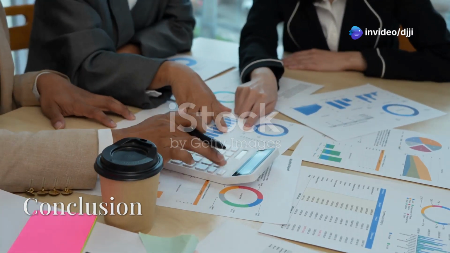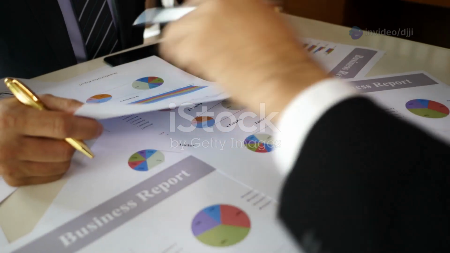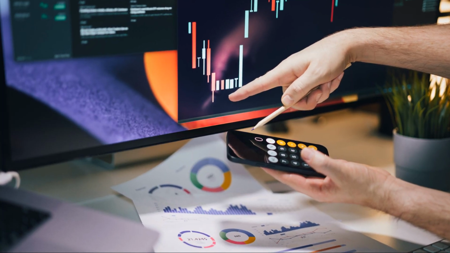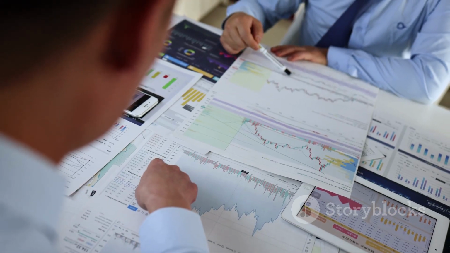By using ratio analysis effectively, financial professionals can gain valuable insights into a company's financial health, identify potential risks and opportunities, and make more informed financial decisions.